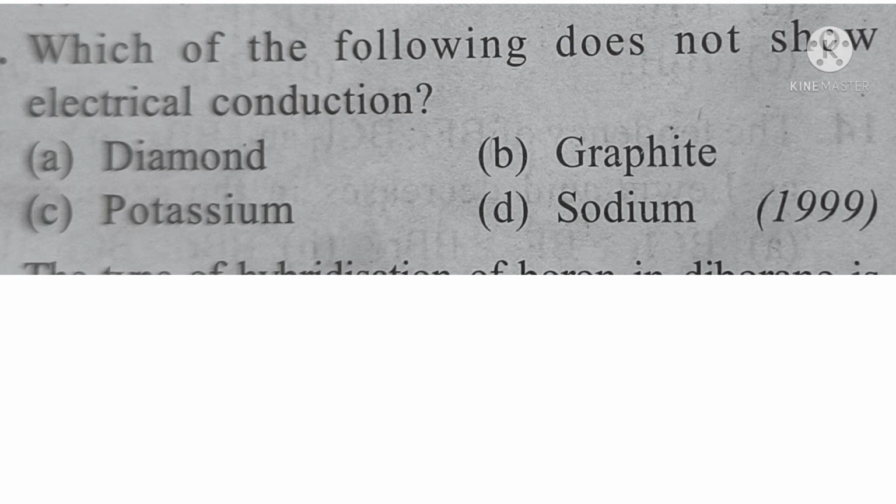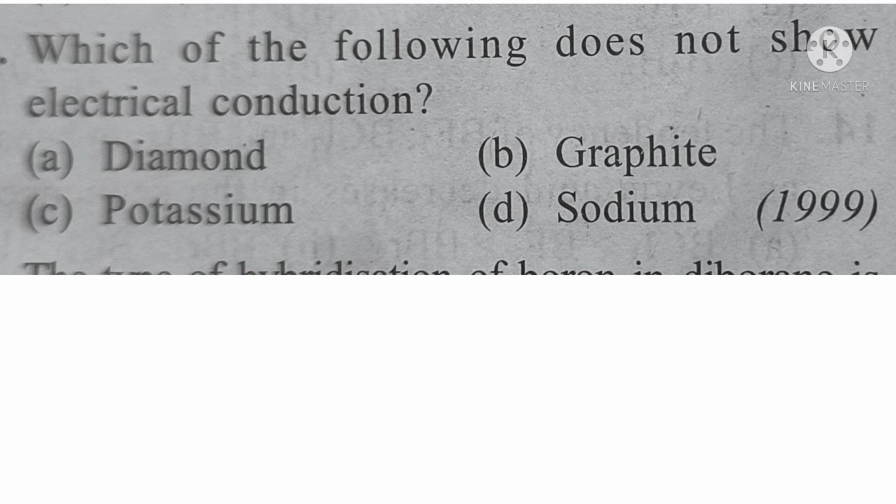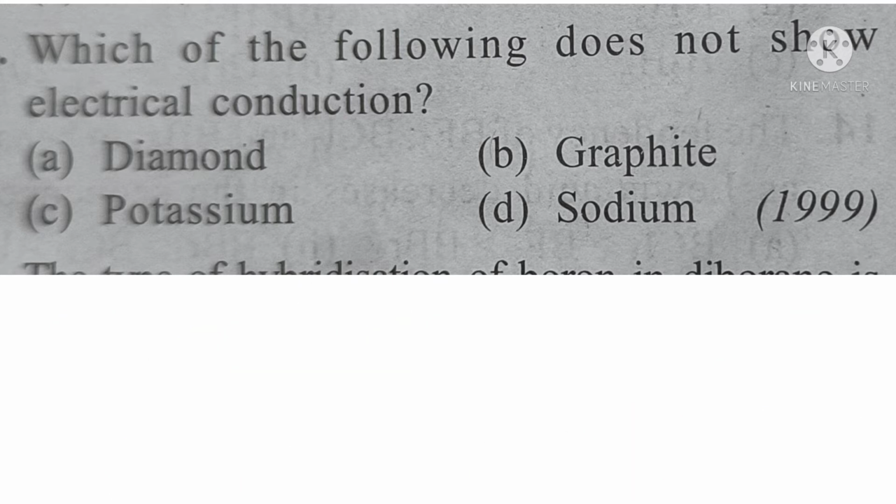Which of the following does not show electrical conduction? So diamond is the answer. In diamond, each carbon atom is covalently bonded to 4 other carbon atoms, so all the electrons are involved in strong covalent bonds. There is no free electron, so it does not show electrical conduction. Graphite, potassium, sodium all have free electrons to show electrical conduction. So option A is the correct answer.